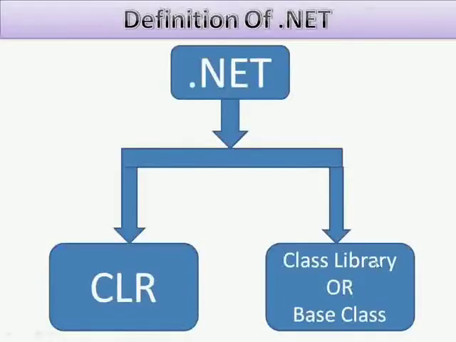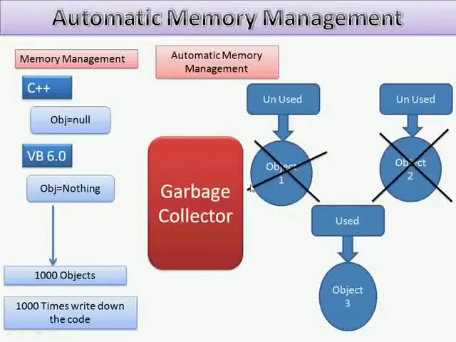Basically CLR is the heart of the .NET framework. It will provide a runtime environment to your application. It will handle your code execution, and the class library or base classes are the supportive libraries. This will help you to create an application. We already discussed the first feature of .NET: it is language independent.